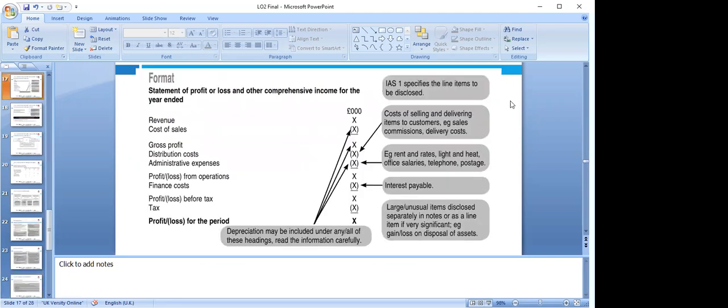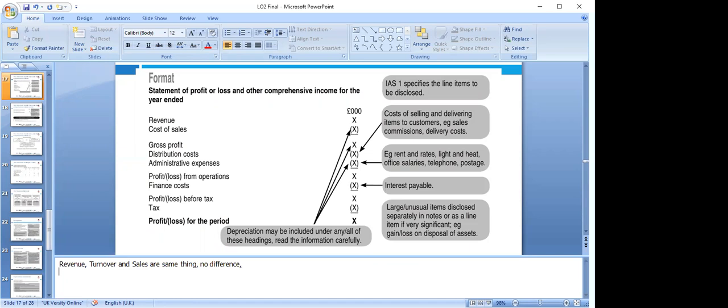Okay, this is the statement of profit and loss. Always revenue comes first. Revenue is also known as, please remember always, revenue, turnover, and sales are the same thing. No difference. Revenue, turnover, sales are the same thing. There is no difference. That's what we need to remember.